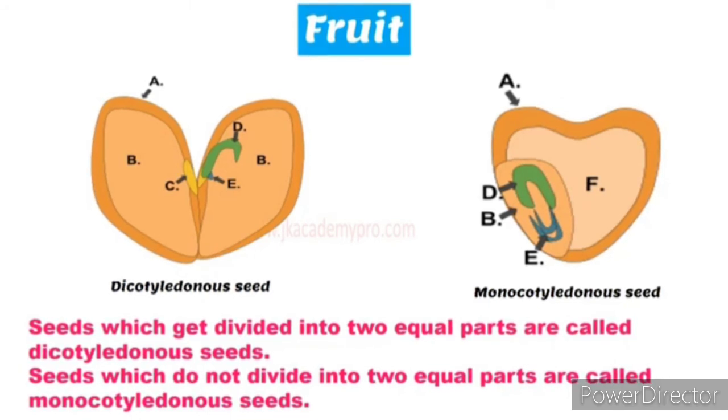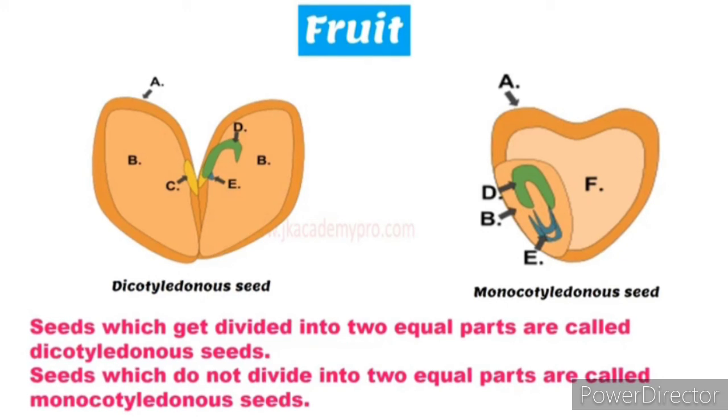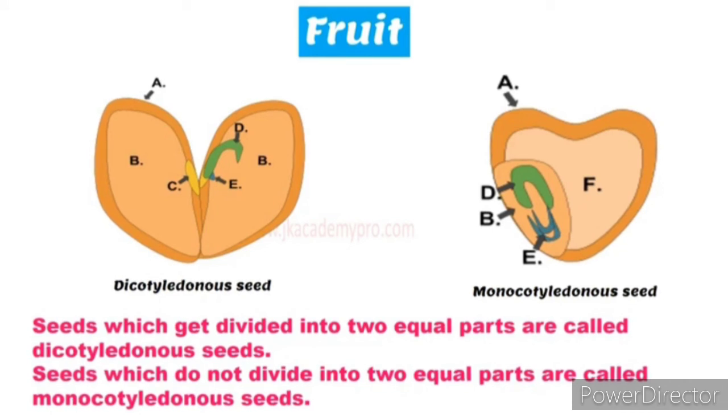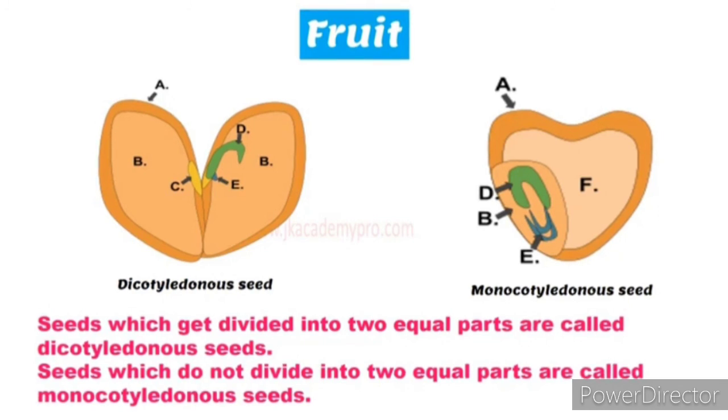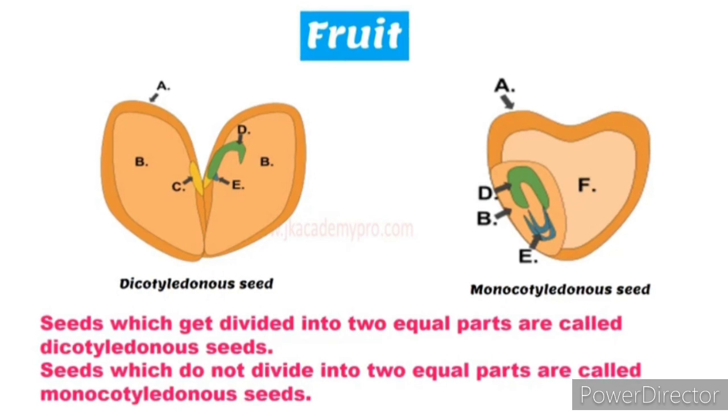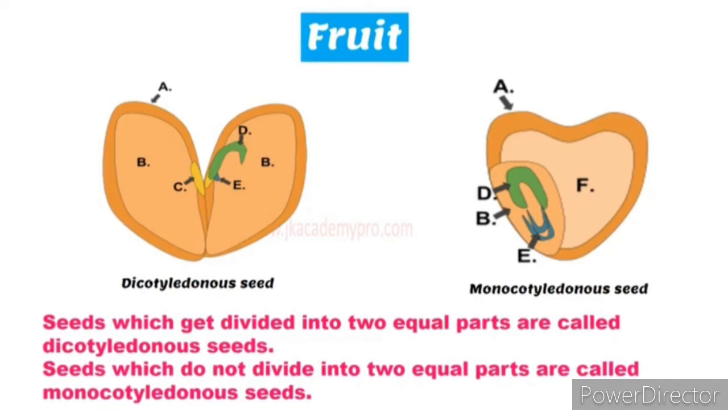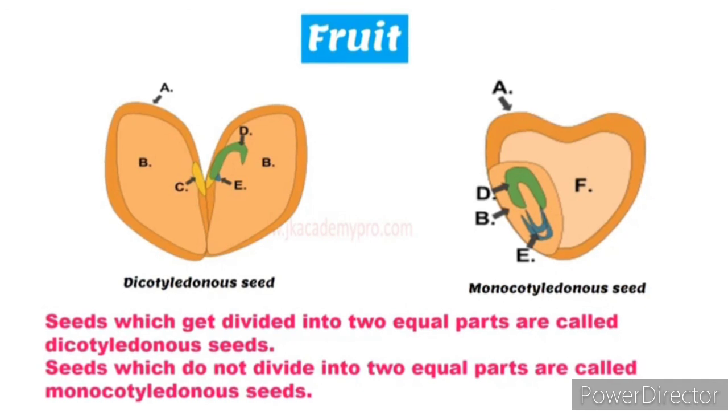Seeds which get divided into two equal parts are called dicotyledons. In the previous video I told you about dicotyledons and monocotyledons. So two equal parts, dicotyledon seeds. The seeds which do not divide into two equal parts are called monocotyledon seeds. Okay, understand? You have to read the lesson very carefully and see all the characteristics of the plants, flowers, leaves, roots. Study in detail, and in the next video we will solve the exercise.